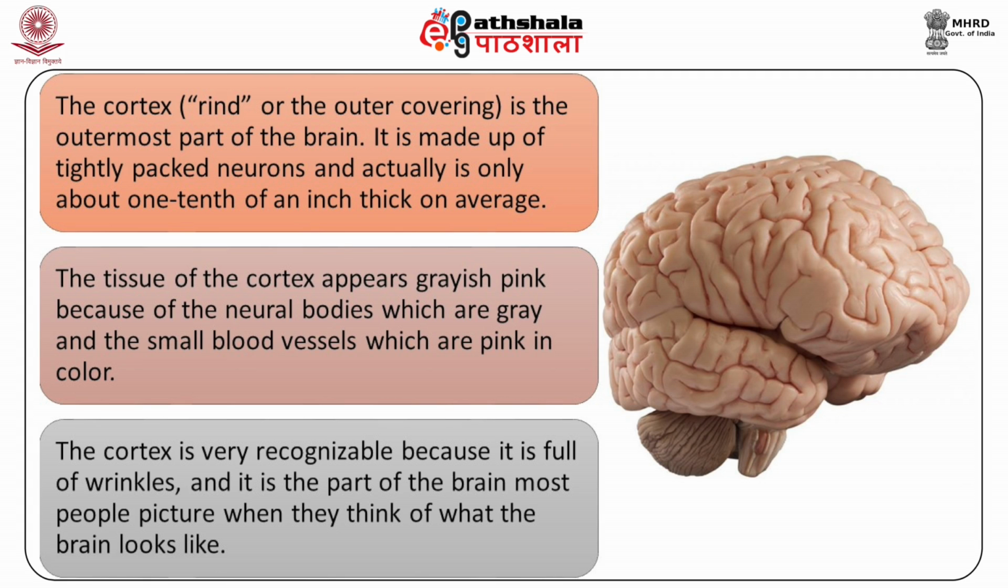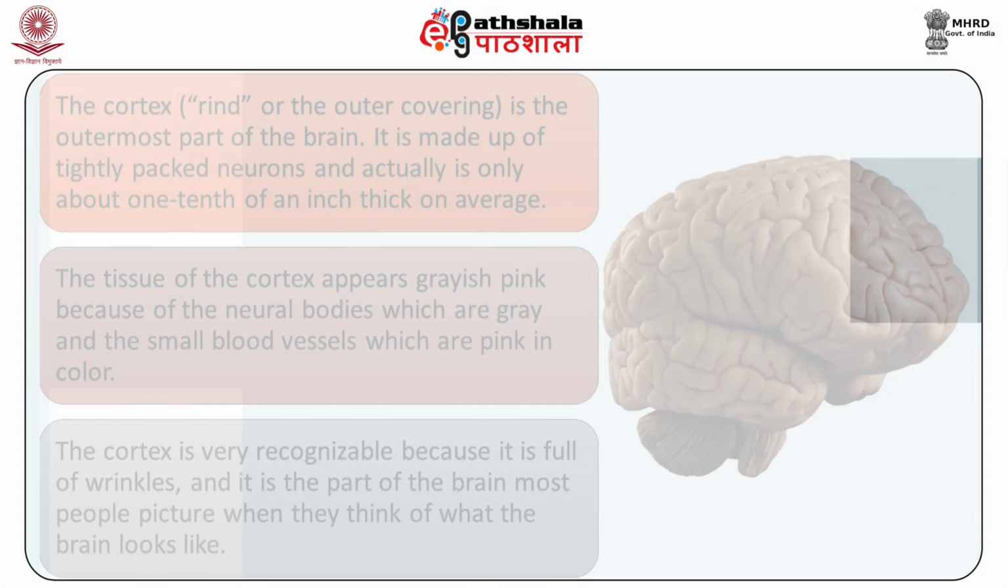It is made up of tightly packed neurons and actually is only about 1/10 of an inch thick on average. The tissue of the cortex appears greyish pink because of the neural bodies which are grey and the small blood vessels which are pink in color. The cortex is very recognizable because it is full of wrinkles and it is the part of the brain most people picture when they think of what the brain looks like.